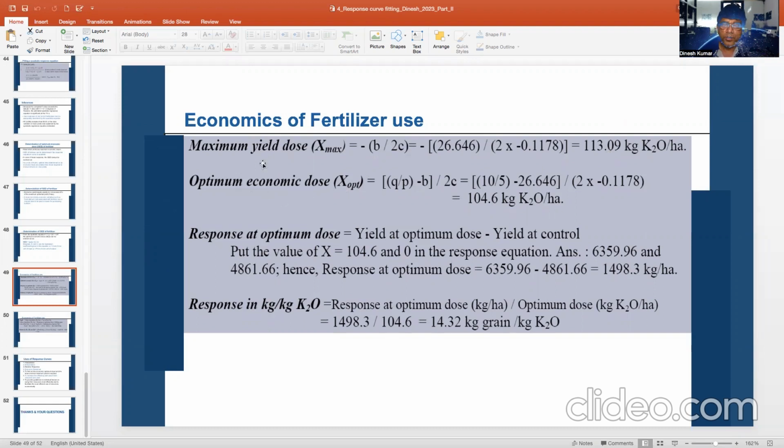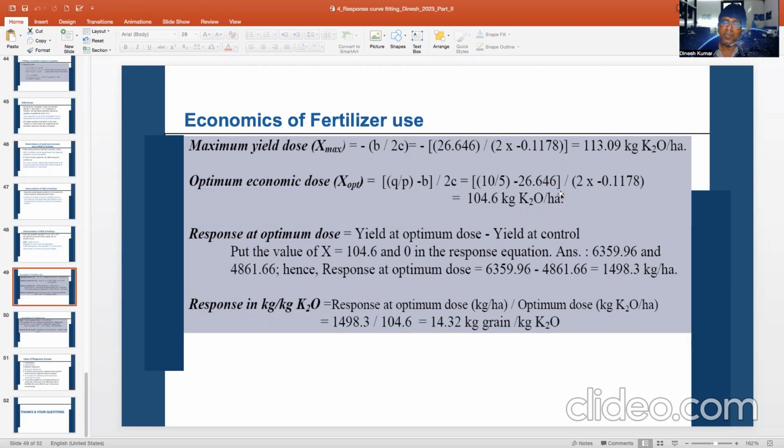Now optimum economic dose is Q upon P minus B upon 2C. Q is the cost of 1 unit of fertilizer. Cost, Q is cost. So 1 kg of K2O was rupees 10. You put 10 here, divided by 5. 5 is the price of 1 kg rice. Bracket close. Minus B. You can put the value of B. Divided by 2C. 2 into C value is minus 0.1178. So therefore, you get 104.6 kg per hectare as optimum economic dose.